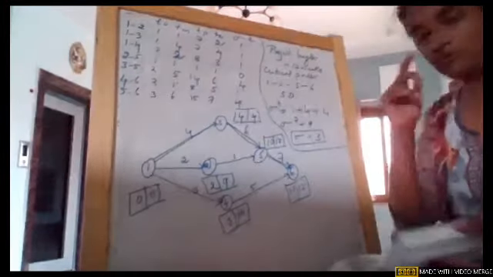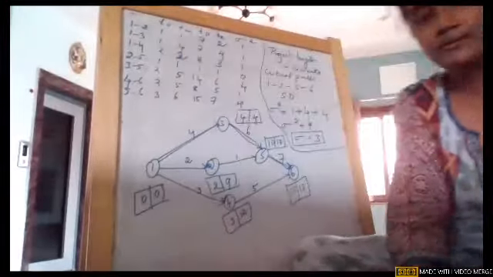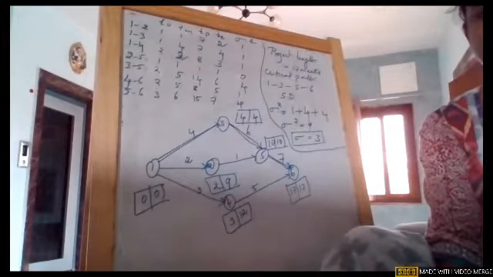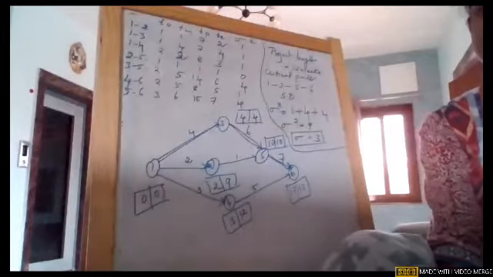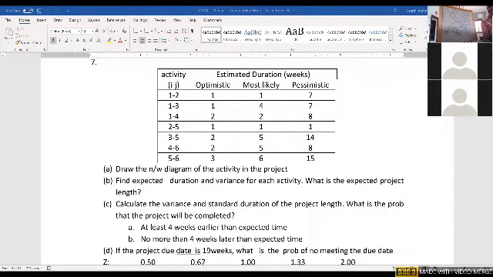Now we'll just see the question. What they're asking next: calculate the variance and standard deviation of the project length, which we already did. And what is the probability that the project will be completed at least 4 weeks earlier? Now we will go to the third question. I'm just erasing this part. We'll just see one bit in C, the first bit.